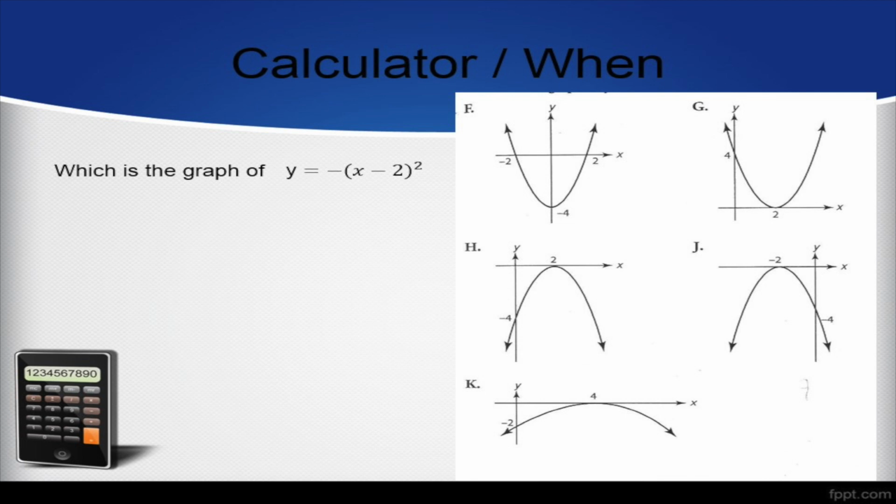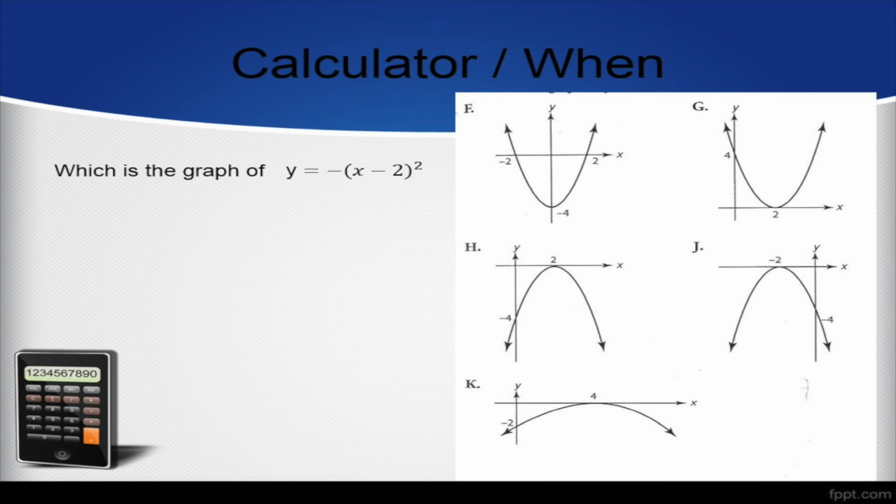You need to practice because you need to know when to use a calculator. You look at a question like this, which is a graph of y equals negative quantity x minus 2 squared. And so you may say, I know my calculator can graph. Well, it takes time to do that. How long does it take you to type that in?